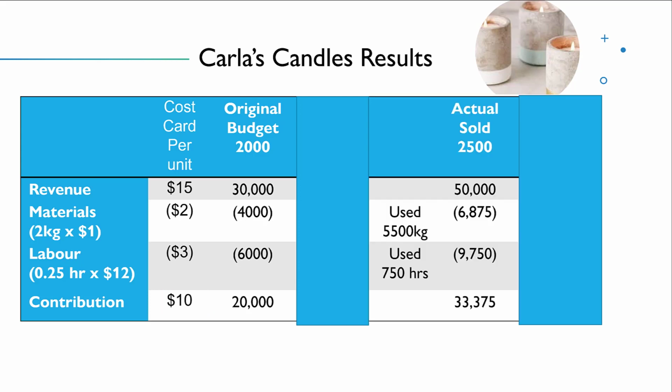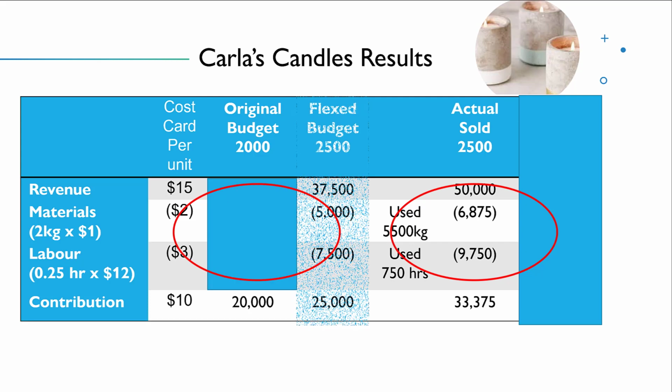Now these are our actual results. So notice she actually sold 2,500. She was budgeting to sell 2,000. So there's no point in comparing 2,500 with 2,000 because you're basically going to be getting a volume variance. Of course it was going to cost more to buy the materials and the labour because you've made and sold more. So what we do is we create a flex budget.